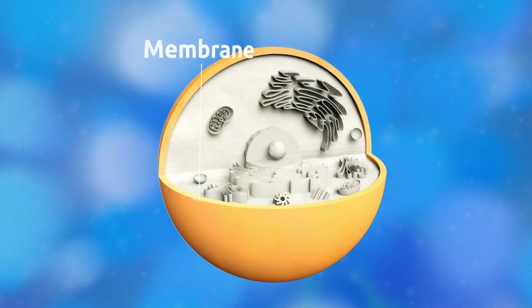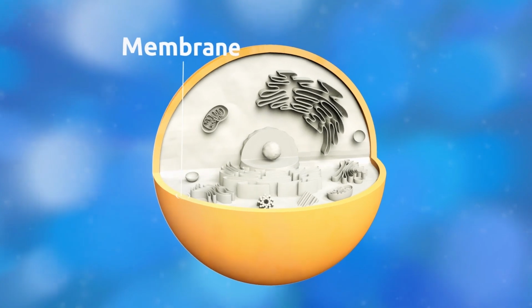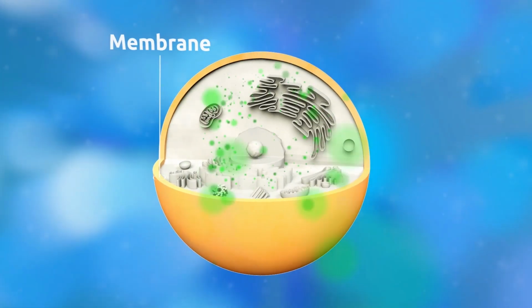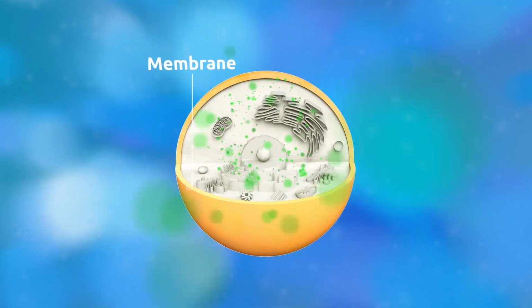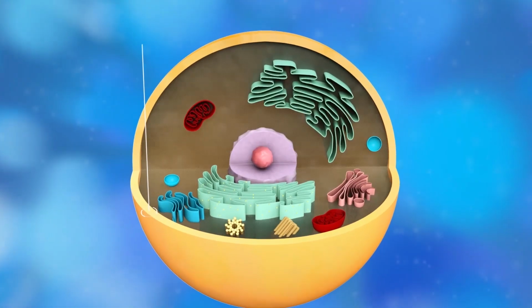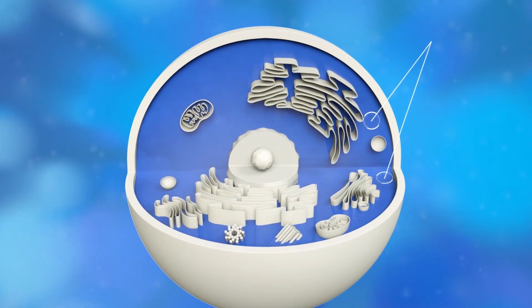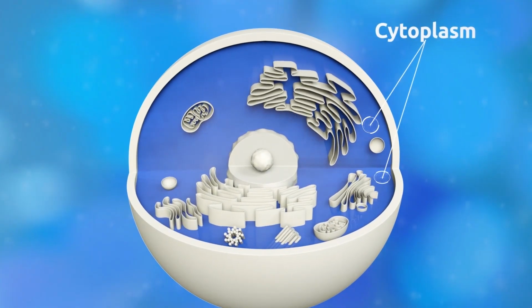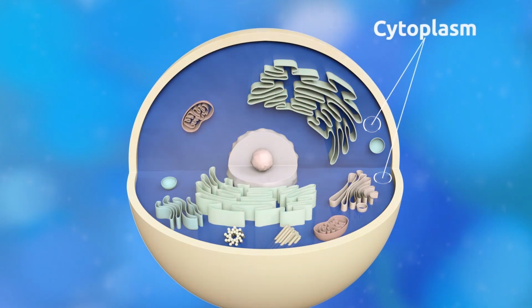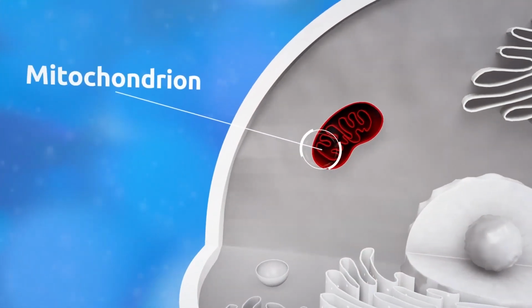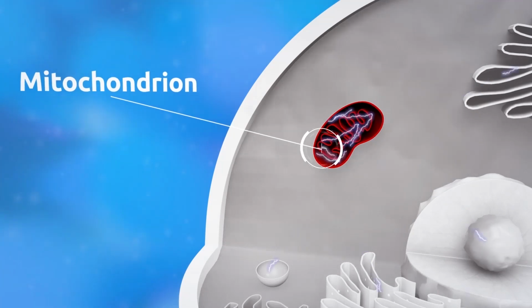The membrane is a layer that surrounds and protects the cell from the outside environment. The main function of the membrane is to allow food in and release waste substances. The cytoplasm is a thick solution found inside the membrane. Organelles are located in the cytoplasm. A mitochondrion is the organelle in charge of producing the energy in the cell.